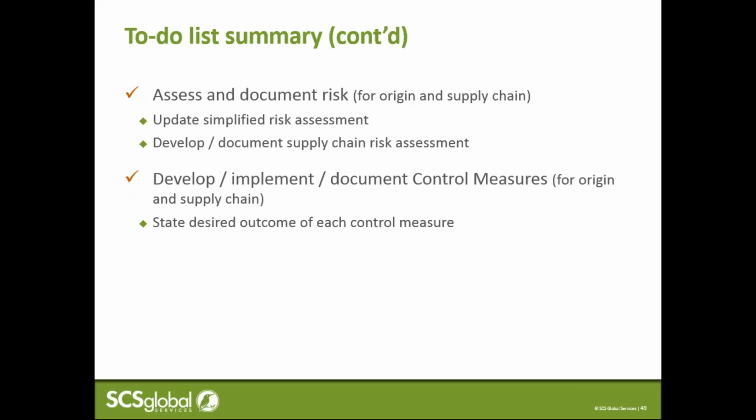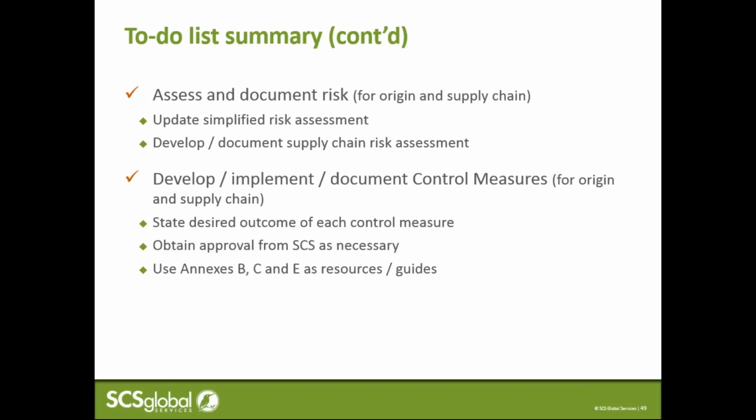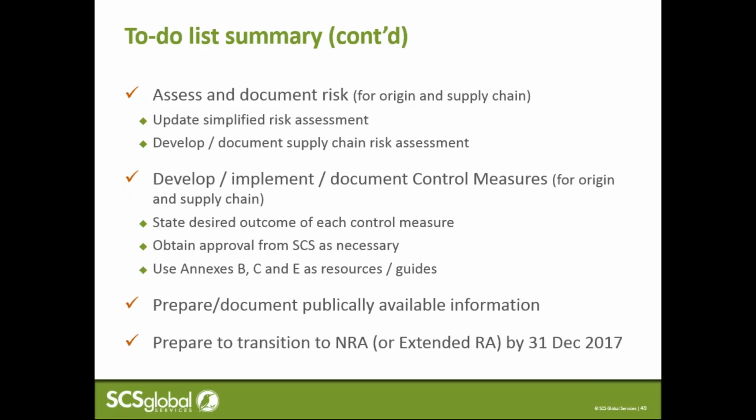Implementing and documenting your control measures will also require you to state the desired outcome of each control measure, obtain any necessary approvals from SCS, and use Annexes B, C, and E as resources and guidance. Once all of these pieces are in place, you will need to prepare and document the publicly available information required by the standard. And finally, remember to prepare for a transition to an extended or national level risk assessment by December 31st, 2017, as simplified risk assessments are only temporary.